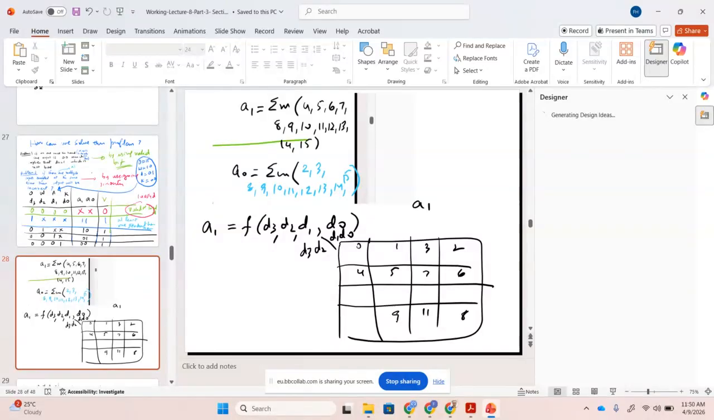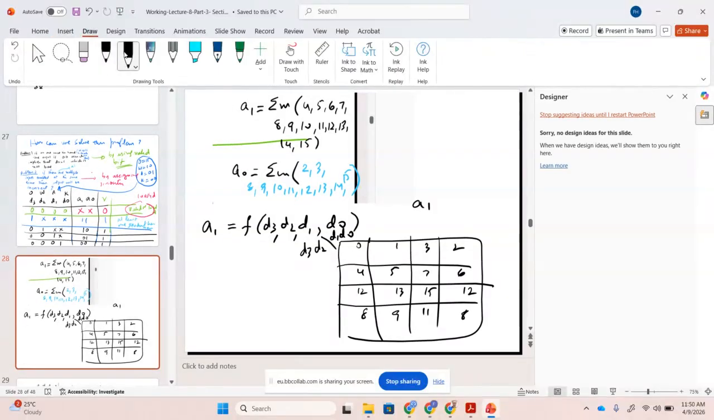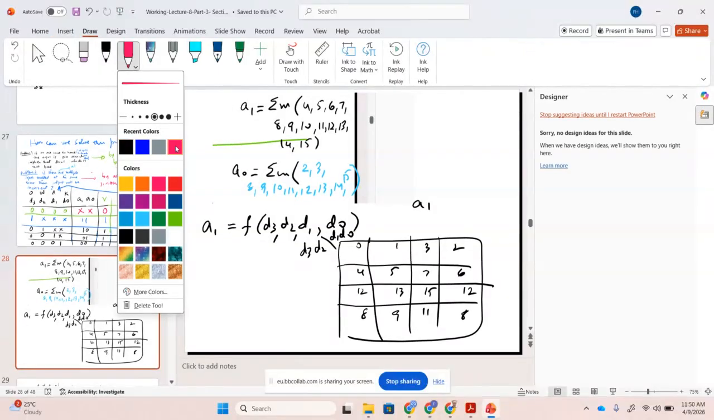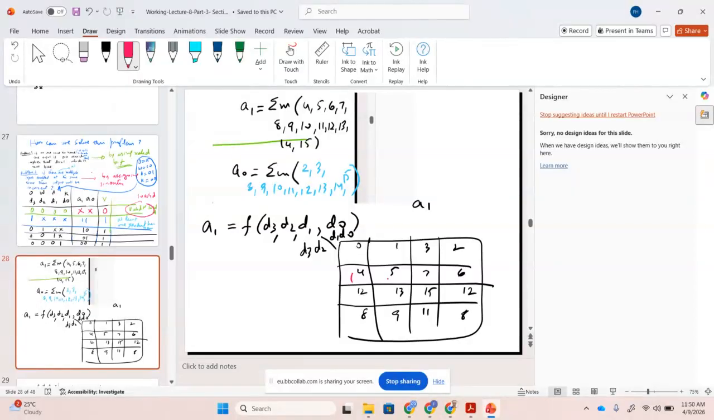So please remember, the K-map will be included in every one of your future things. That's the reason I put it here. So 8 plus 4, 12, 9 plus 4, 13, 11 plus 4, 15, and this is 8 plus 4, 12. Now I want to solve for A1. I'm using the red color: 4, 5, 6.